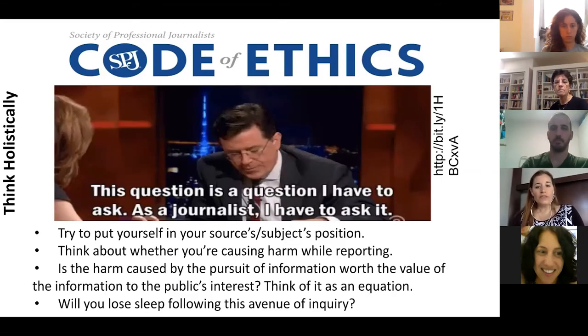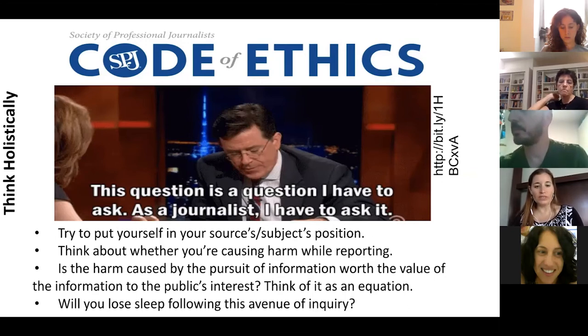So when we're looking at the code of ethics and thinking holistically, remember, you're thinking of the whole code holistically. Here are some things to think about if you don't know whether you should publish something, or you're unsure of something. These are just some tips to help you as you walk through this. Try putting yourself in your source's or subject's position. So if you have a quote or a piece of information that might be very personal about someone, and you're unsure if it needs to be included, I always try to put myself in that person's position, as a way to see from their point of view what they may think about it.